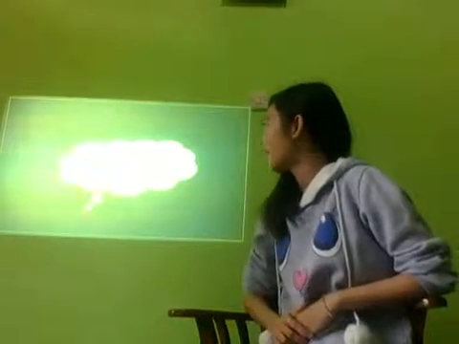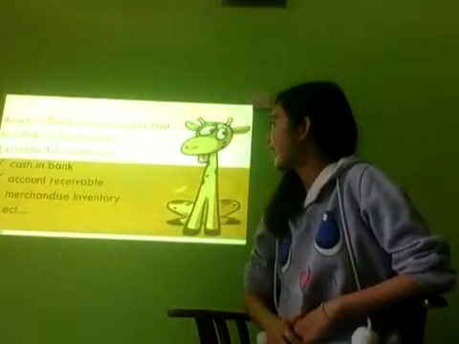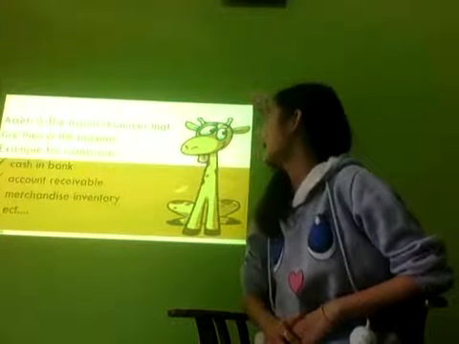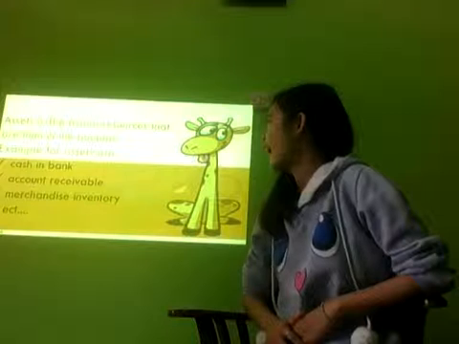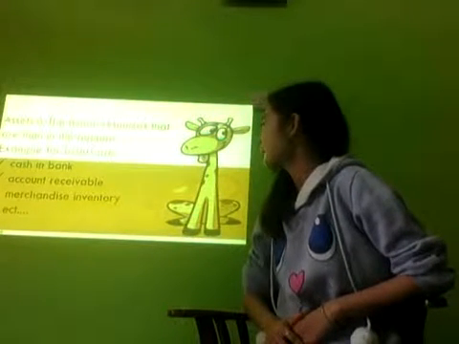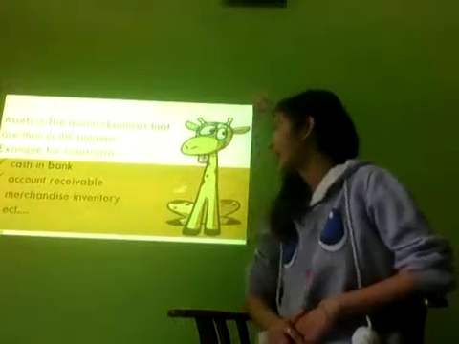Number 3. What is asset? Assets are the actual resources that are owned in the business. Examples of assets are: 1. Cash in bank, 2. Accounts receivable, 3. Merchandise inventory, 4. Equity.